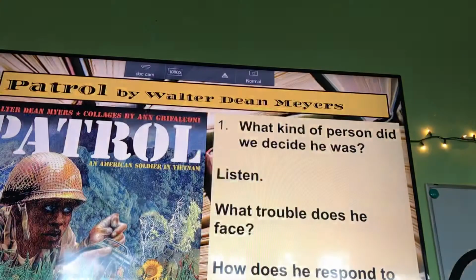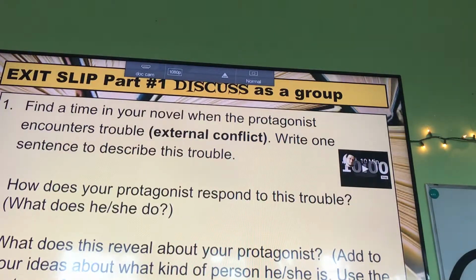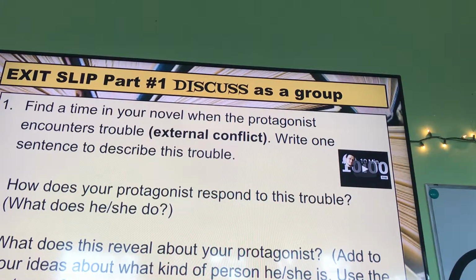Okay, so now you go to your exit slip. You want to find a time in your novel when the protagonist encounters trouble, external conflict. So again, it does not have to be the major conflict. It doesn't even have to be a major conflict. But make sure it is your protagonist's conflict. Because there will also be a lot of conflict talked about in some of these stories where they talk about what's going on and it's a huge conflict. You want a conflict that happened to your character.